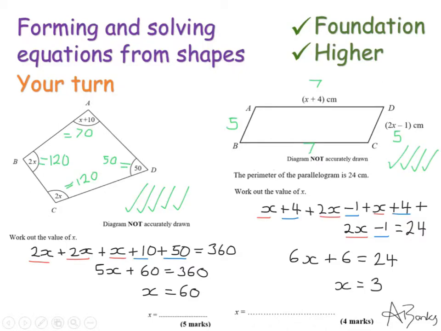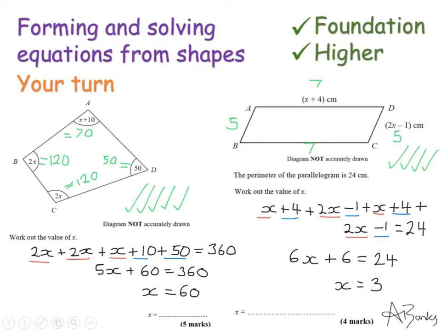So here are the 2 solutions. You should have got for the first one that x is 60, and if you look in green, I've worked out the size of all 4 angles, and I add them together and see that they make 360, so I know I've done this question right. And for the second question, you should have got the value of x is 3, and again I worked out the value of the 4 sides and checked that they added to make 24, so I know I've done that question right as well.